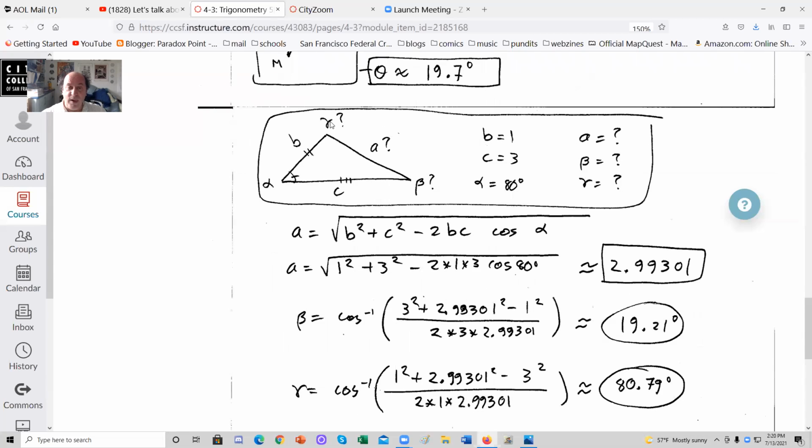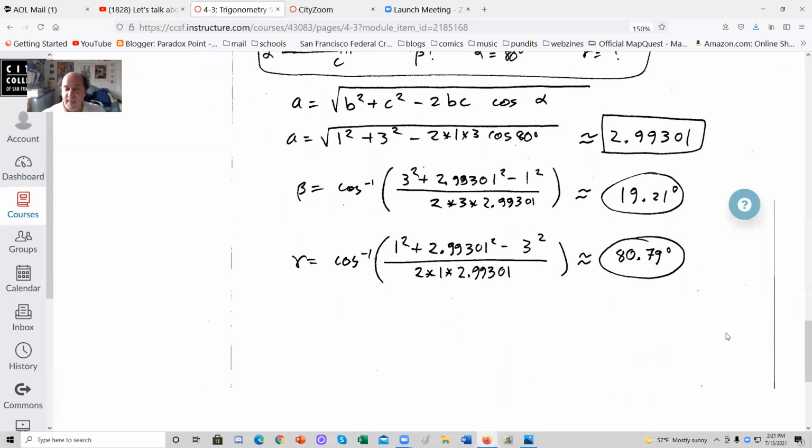Beta, well, for beta, we have the sides 3 here, and A, which is 2.99301 here. B is 1 here. So beta is arc cosine of 3 squared plus 2.99301 squared minus 1 squared over 2 times 3 times 2.99301. Keystroke gives you 19.21 degrees.